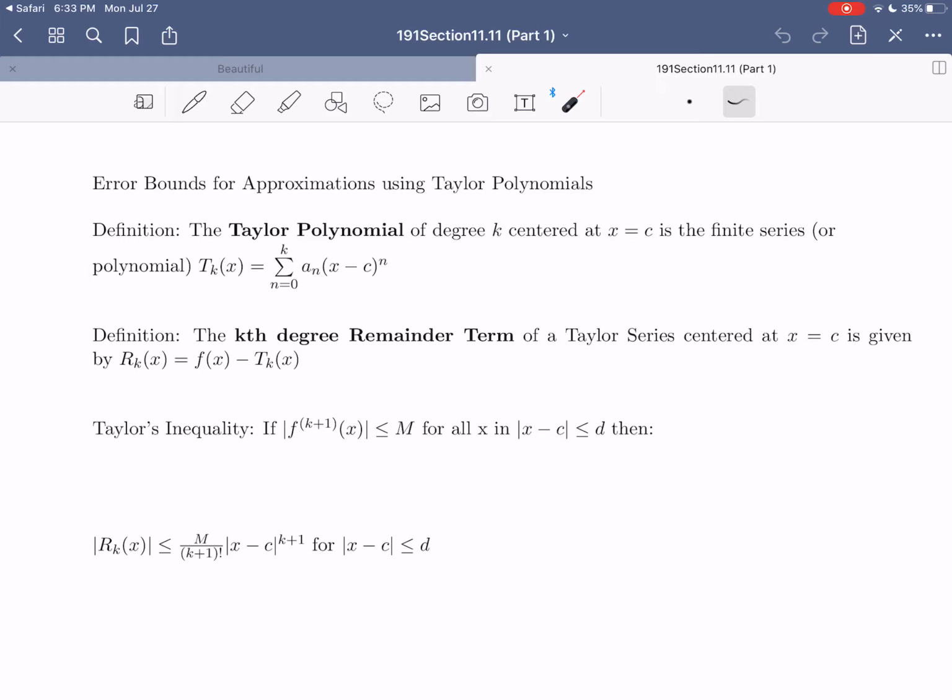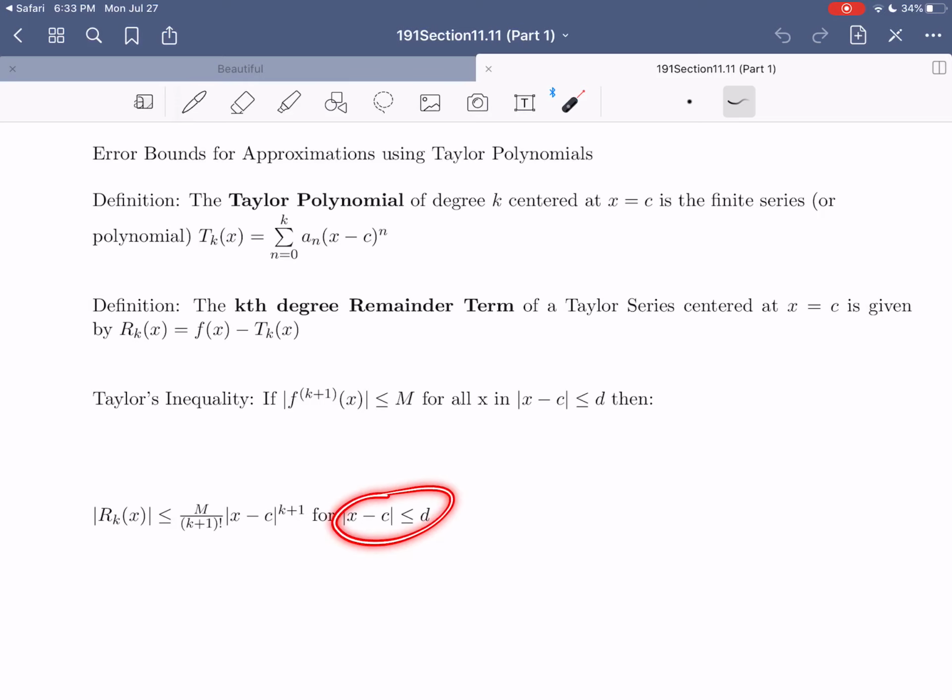Then we also talked a little bit about this important inequality that can be used to prove that a function is equal to its representation, called Taylor's inequality. But we're going to be using that Taylor's inequality mostly to understand the accuracy of these estimates. So remember, Taylor's inequality said that if the absolute value of your k plus first derivative of f(x) is less than or equal to M for all x in the interval that you're working on, then the remainder term in absolute value is less than or equal to M over (k plus 1) factorial times |x minus c| to the k plus 1, for |x minus c| less than or equal to d. And that's giving you the interval that you're working on.